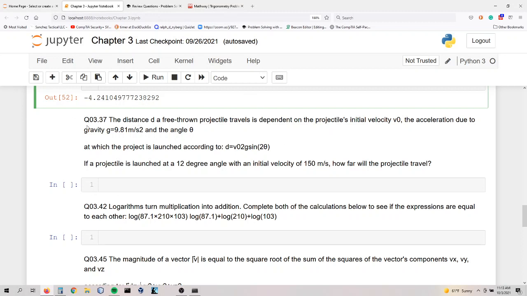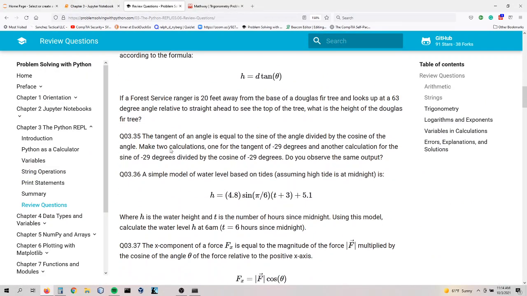But anyways, question 3.37. The distance of a freely thrown projectile is dependent on the projectile's initial velocity v_0. There's some typo there. The acceleration due to gravity, g, is equal to 9.81 meters per second squared, and the angle theta at which the projectile is launched, according to d is equal to, man, I can't even read this. It translated it kind of weird, if you ask me.